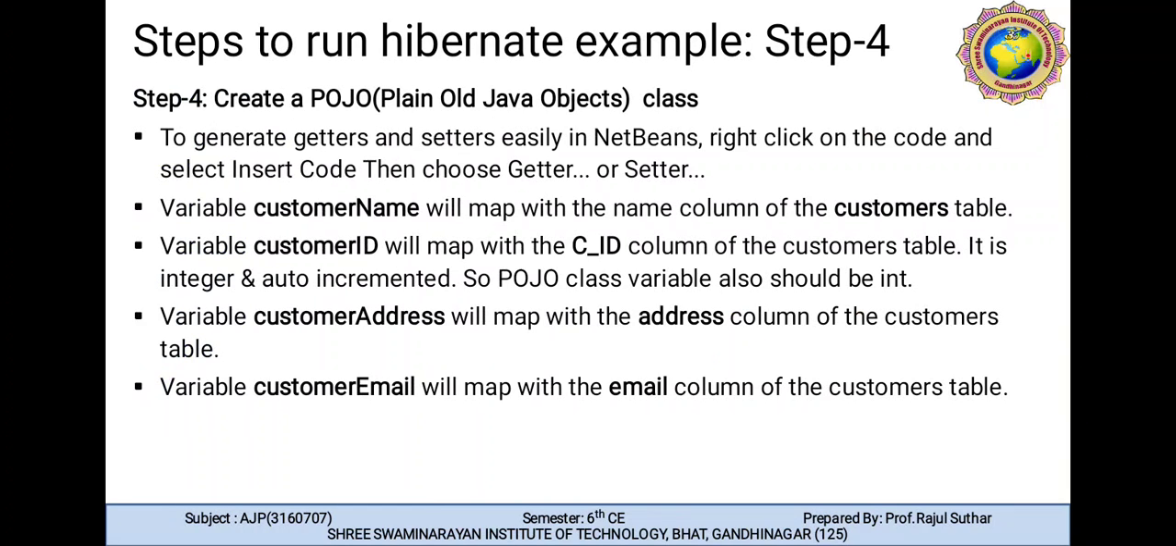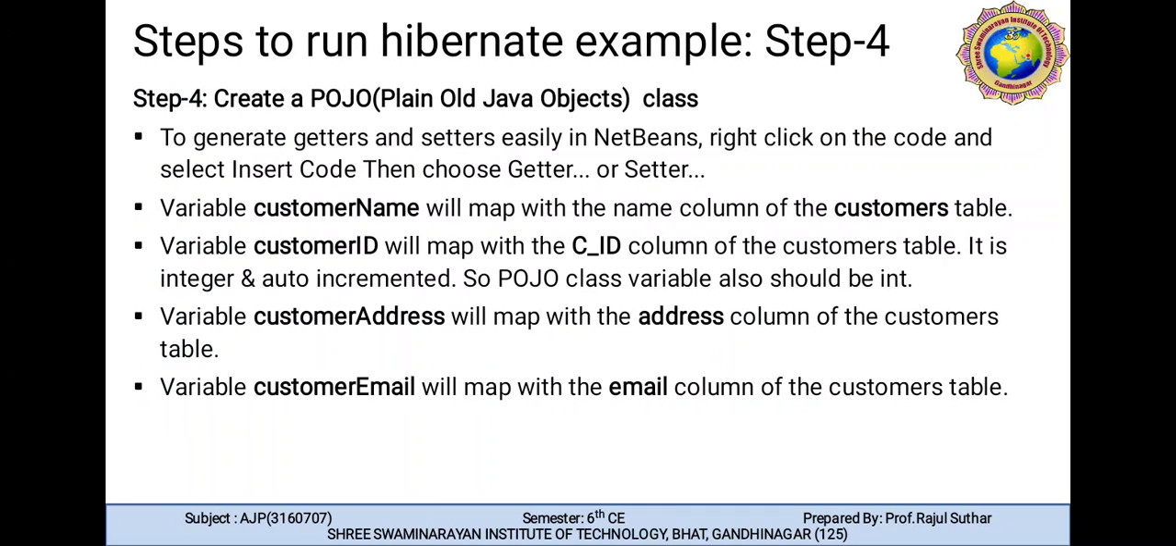At the last step to run Hibernate, the fourth step is to create a POJO, plain old Java object class, to generate the getter and setter easily in NetBeans. Right click on the code and select Insert Code, then choose the getter or setter.